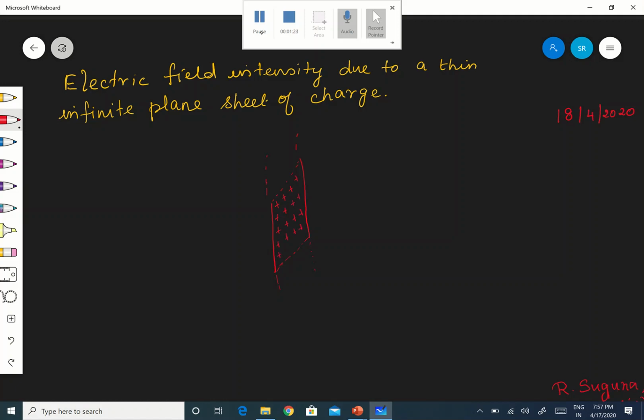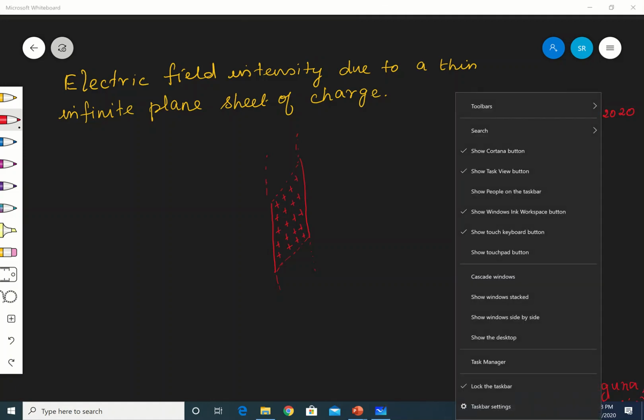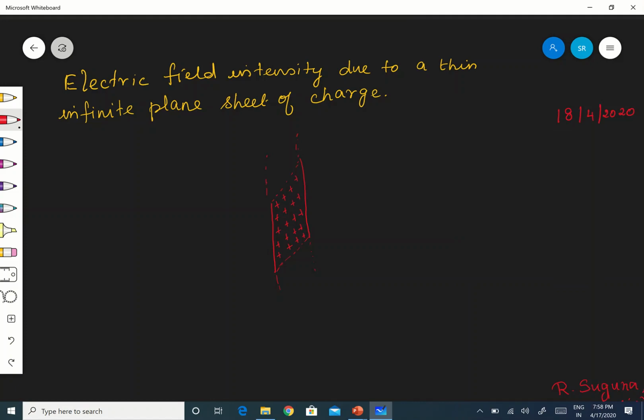So this is going on both the sides. It is an infinite plane sheet of charge, right? Now what I want is to find out the electric field intensity at this point. Let me take this as my point of interest. I want to find out the electric field intensity here, which is at a distance r from the sheet.